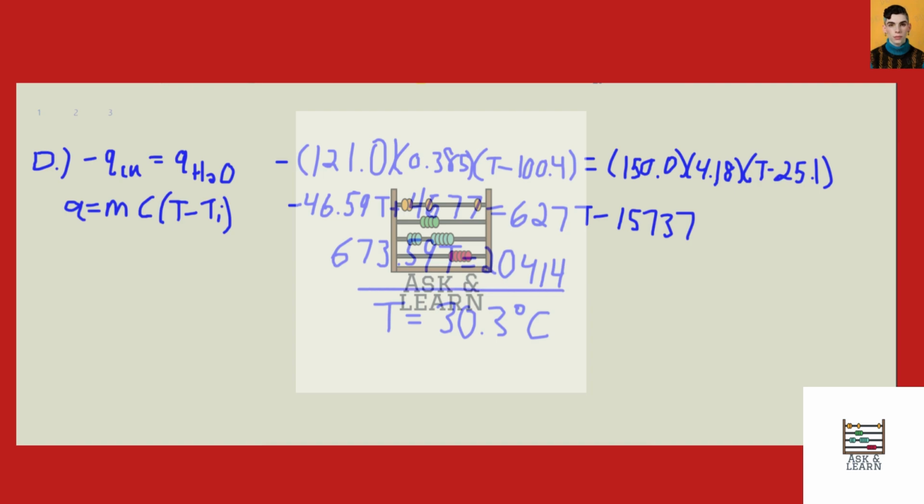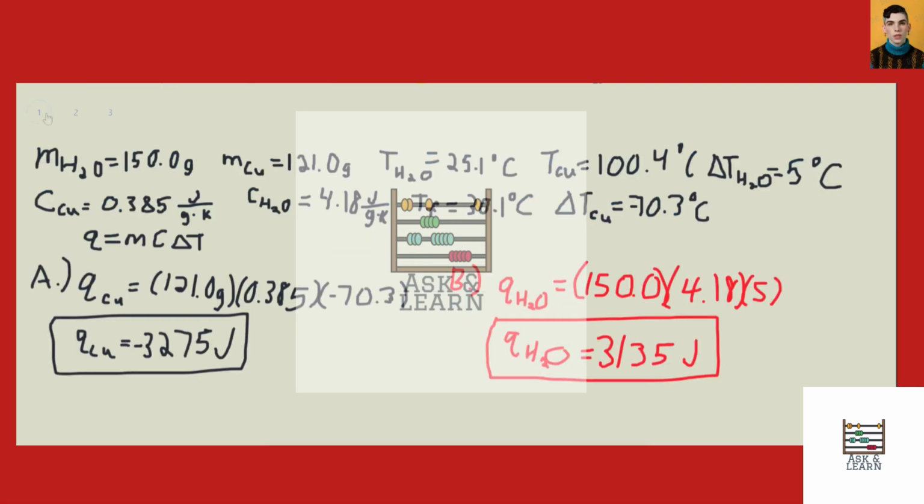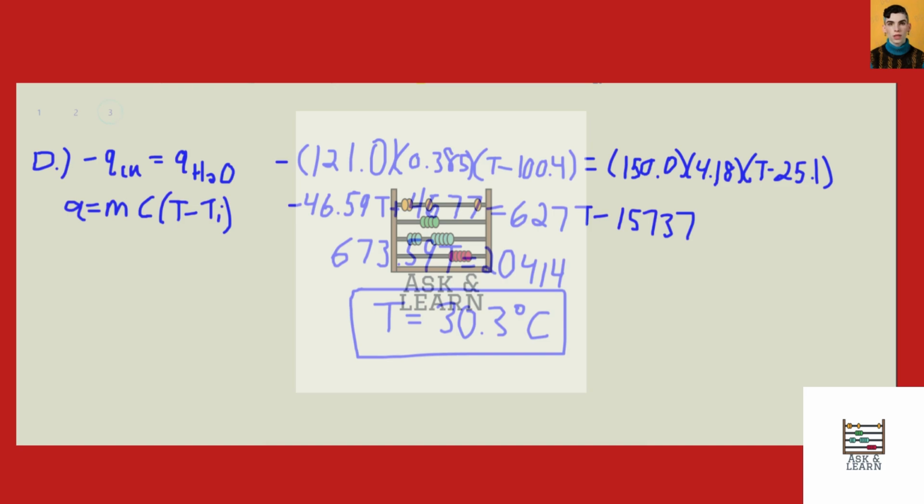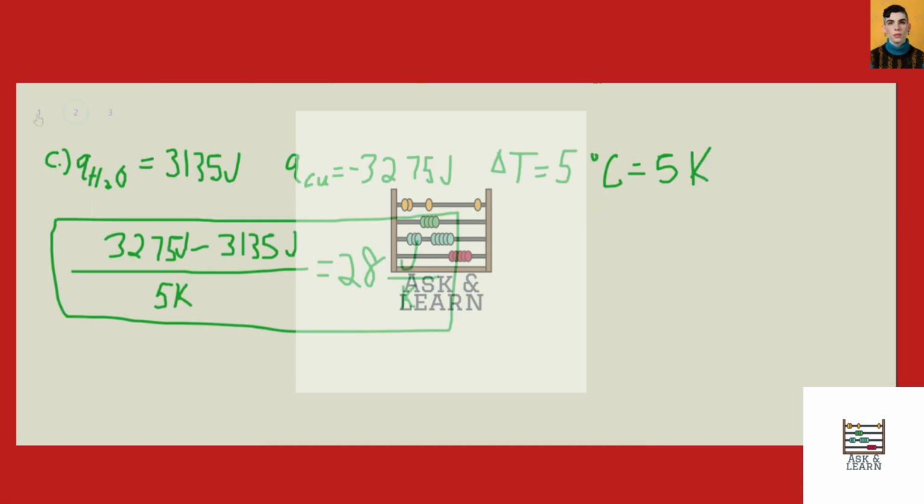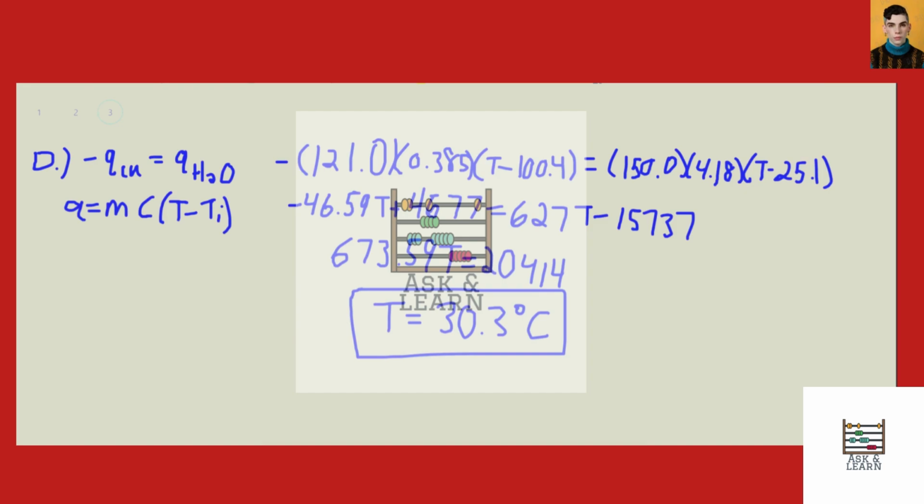And you'll notice that the change in T final is not that different. Over here we had a T final of 30.1, and over here we had 30.3. That's because the actual difference between the heat of the water and the heat of the copper isn't that big. It's less than 10%, so it's a very small fraction that's actually lost to the calorimeter, but it does cause this difference.